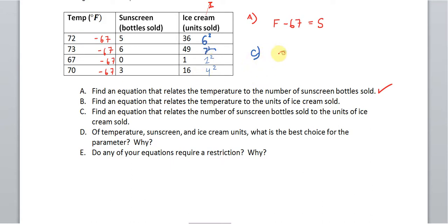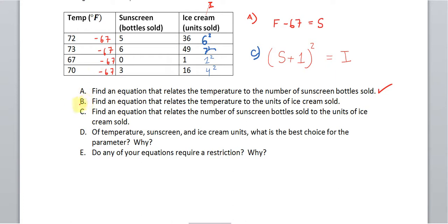So we can say that if we take the units of sunscreen and we add 1 to it, and then we square that answer, that will give us the units of ice cream that we've sold. Okay, and we'll go back to part B in a little bit, but you can see that from these 2 equations, it is sufficient for me to do a little bit of substitution and figure out the equation for B.